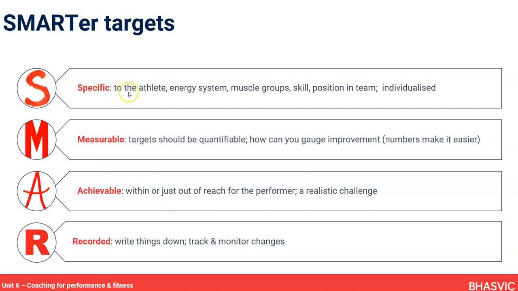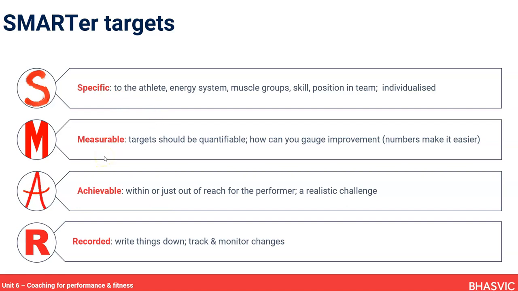S is for specific, so the target set should be specific to the athlete themselves. If it's an individual target, it should relate to that individual performer. It should also be specific to what energy system they're training, anaerobic or aerobic, what muscle groups they're trying to work on and improve, or a skill, or the target should be specific to this person's position in the team. Ideally individualized. Of course, if it's a group or a team target, then it's specific to the team.